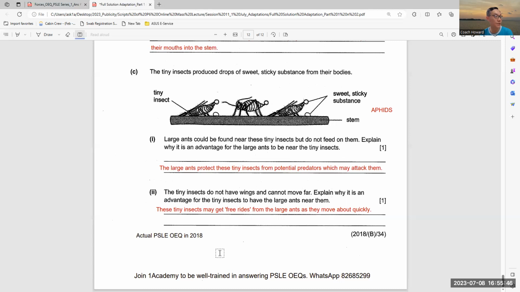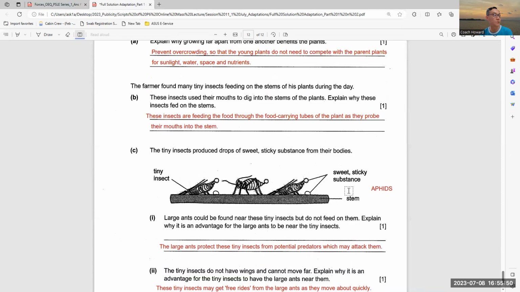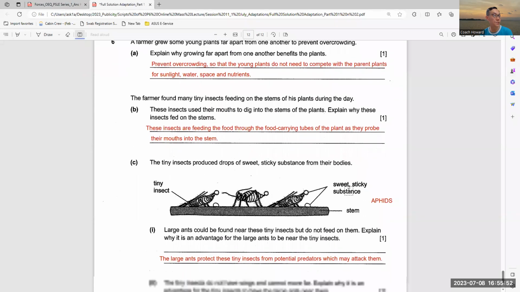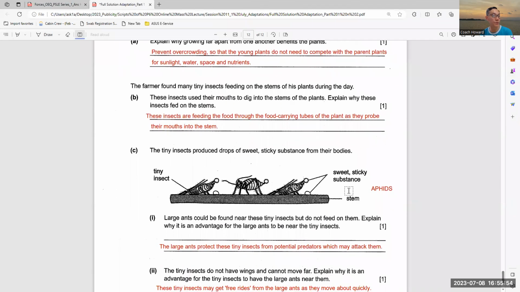So once again, this question appeared in 2018. Okay. So I've explained these two questions. And then we'll continue for today's lesson proper.